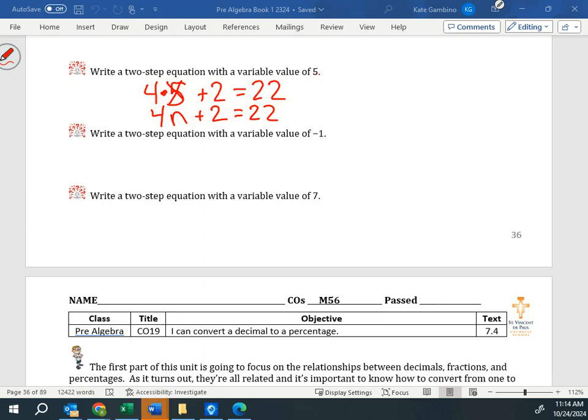So when they give you a variable value, make an equation with that value, and then you take that value out and you put a variable in for it. Does that make sense? So you're going to do the bottom 2 on your own. Okay. Remembering, just set up your equation with that value, and then take the value out. Put in your variable.